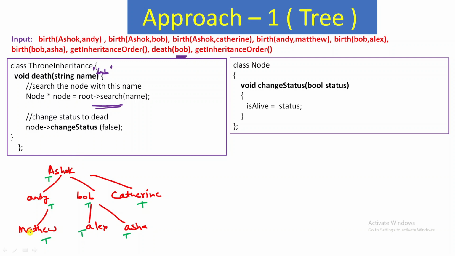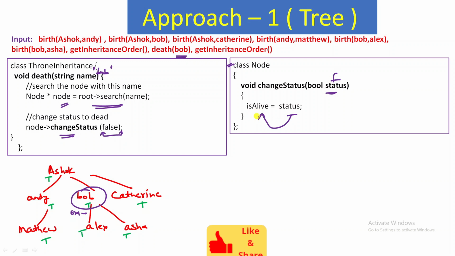When I get Bob after searching, Ashok and Matthew first, via the search API, then I will get the address of Bob. Let's say this node has address 0x100, so that address will be returned via the search API. When I get the address of Bob, I will change the status of that node which contains Bob. What status do I have to set? False. False means that a particular node has died. So I am calling the change status API in the node class, passing false, and that status will be passed to the is alive. So is alive will be set to false.